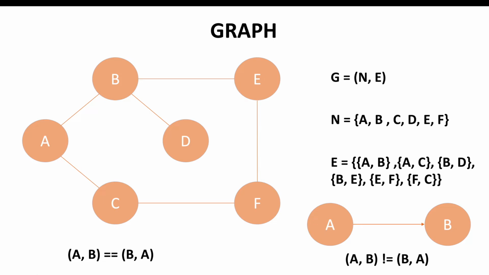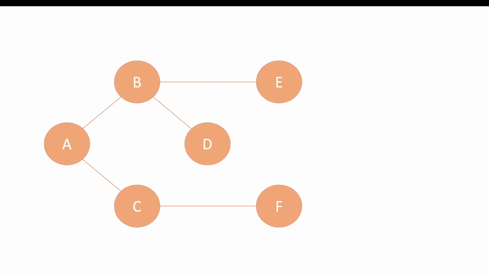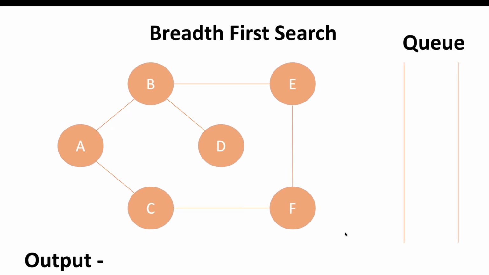The main operations which we perform in a graph are searching for a node or finding the shortest path from one node to another node. The two main algorithms for graph are BFS and DFS, breadth first search and depth first search. Let's look into breadth first search. In breadth first search, we traverse the graph level wise and we use a queue data structure. Queue is a first in first out data structure which we'll be using for BFS.